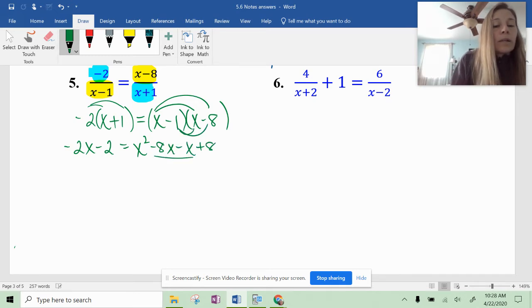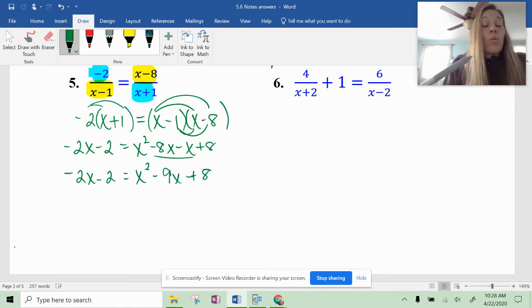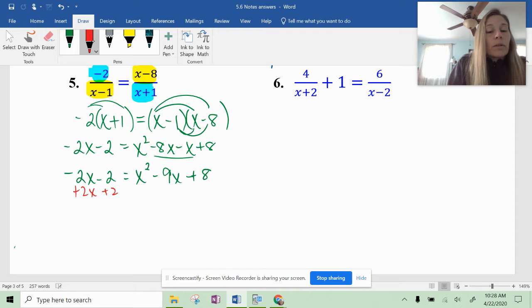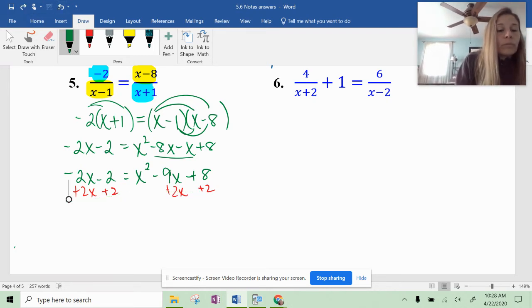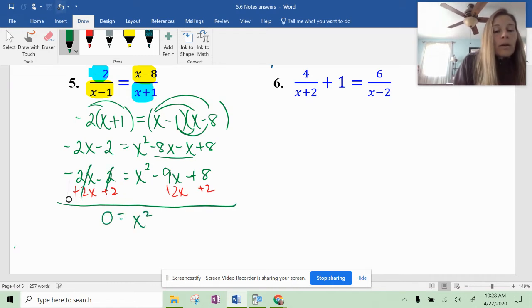And of course, those like terms in the middle there give us a negative 9x. Now we have an x squared here, but we only have one of them. So we're going to move everything to the side with the x squared. So we're going to add this 2x and this 2 over to the other side. Make sure you're combining it with the other like terms that you have there. Whoops, that line was a little crooked. So we have now x squared minus 7x plus 10.